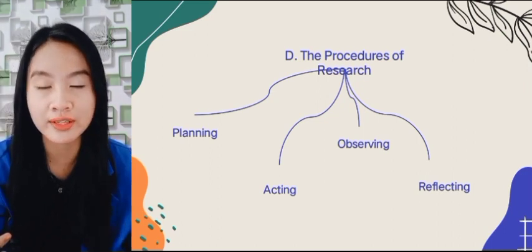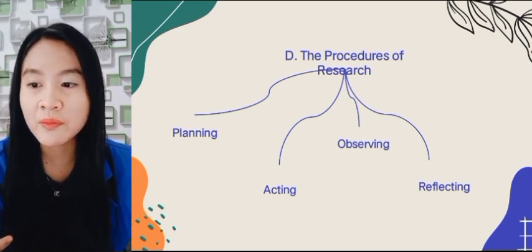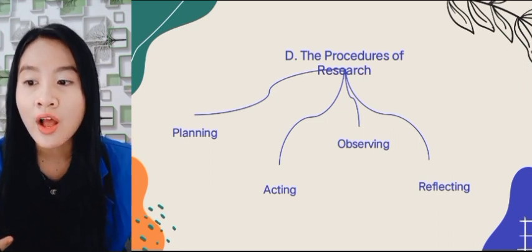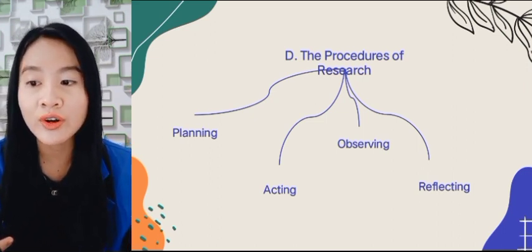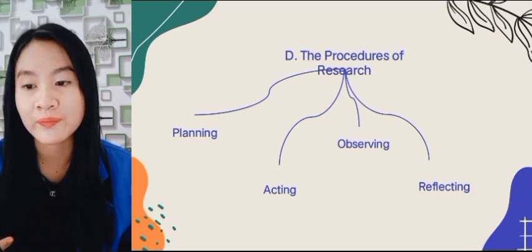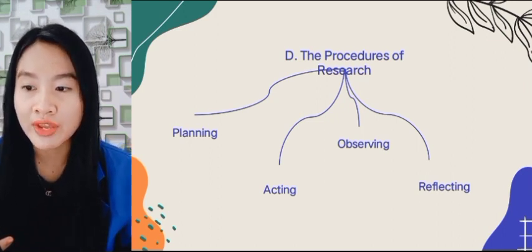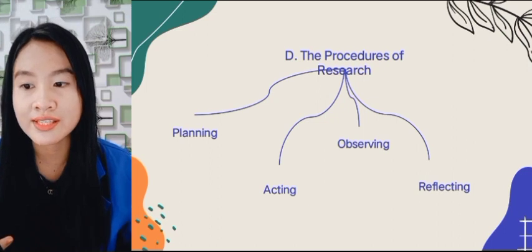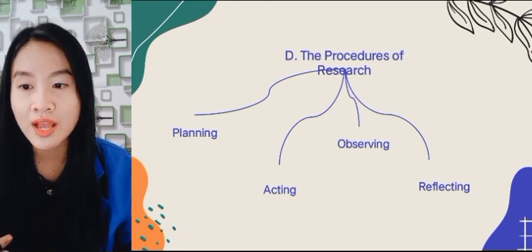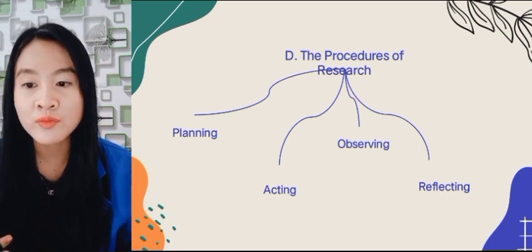Next, it's about observing. In this phase, the teacher observes the activities occurring in the classroom and notes them in field notes or an unstructured observational sheet. When the teacher is observing, she notes all the activities. It could be about students' responses, classroom conditions, or teacher performance.